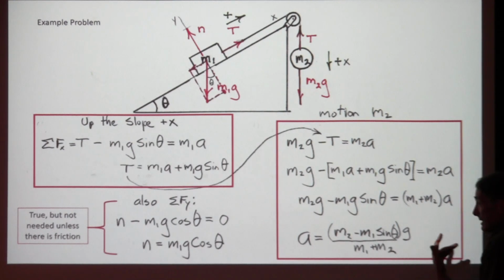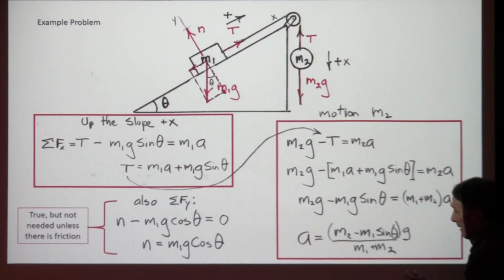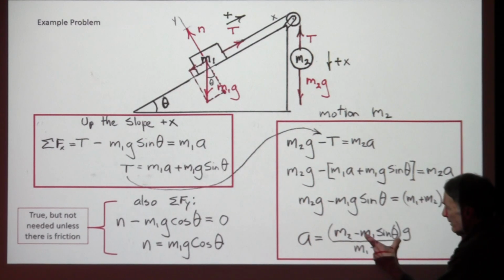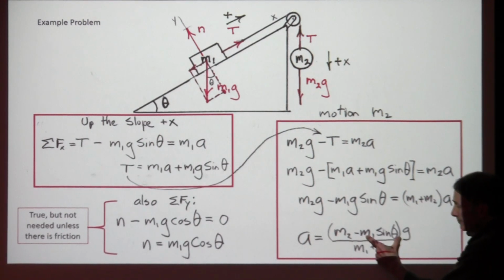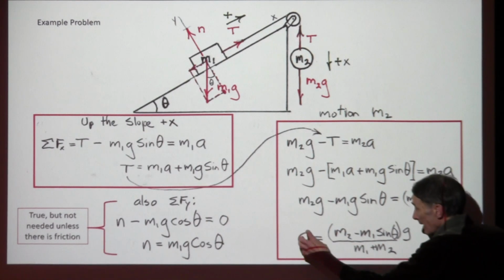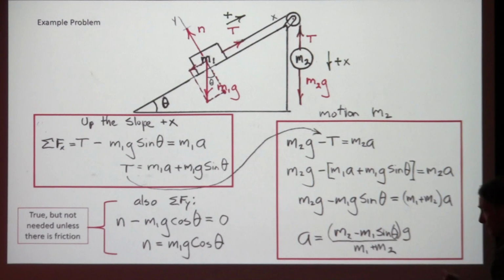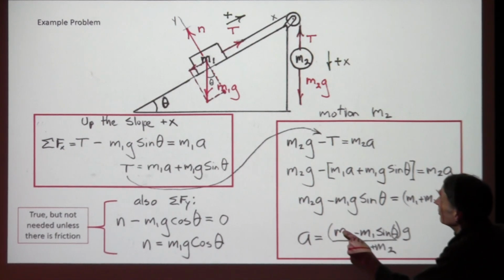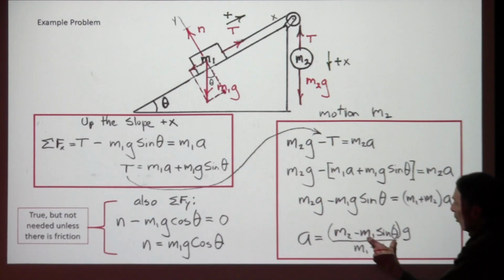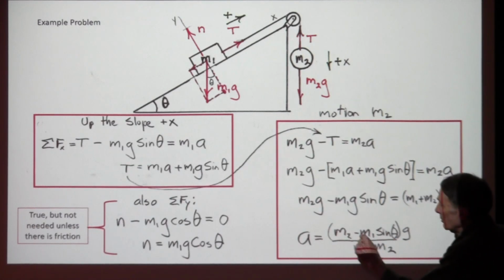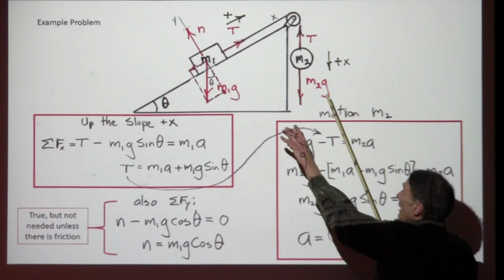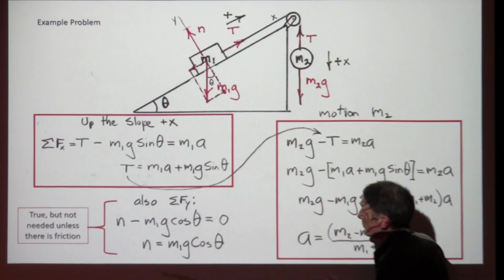Now, as far as the sign of this, if this is positive, that just means that M2 is greater than M1 sine theta. And so as long as that's the case, A is positive. If M2 is lighter and M1 sine theta is greater than M2, this minus sign will automatically give us a negative acceleration, and that just means it's going to be going the other direction.